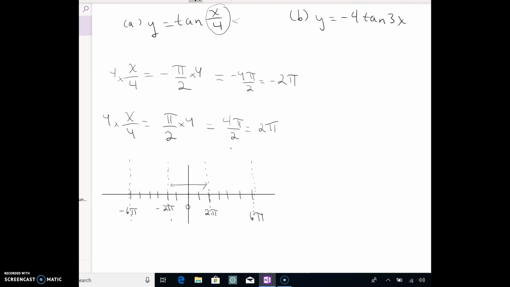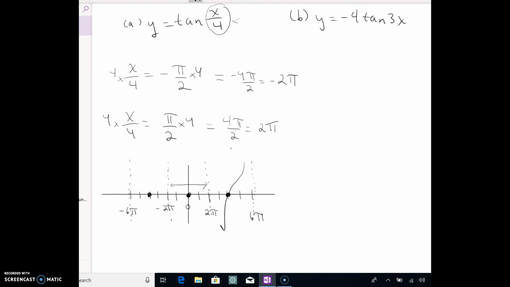Now, we also need to find our x-intercepts, and each x-intercept is going to be exactly halfway between each pair of asymptotes. Halfway between negative 2 pi and 2 pi is 0, so we have an x-intercept here at 0. Halfway between 2 pi and 6 pi is 4 pi, so we have an x-intercept over here at 4 pi. Halfway between negative 2 pi and negative 6 pi is negative 4 pi, so we have an x-intercept here at negative 4 pi.